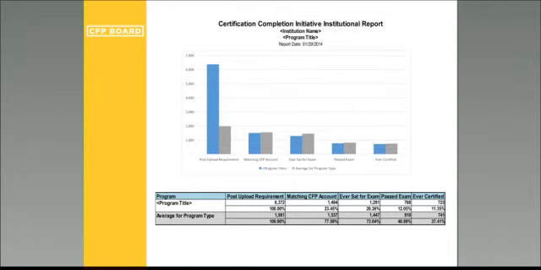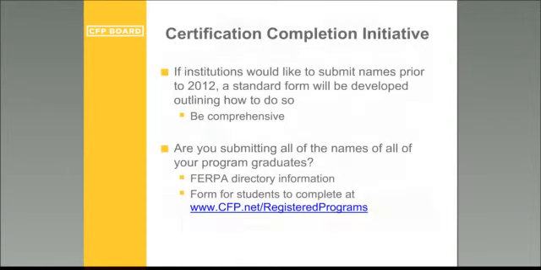And the reason why we say it's initial is because it's only going from 2012. So it's going to give you some glimpse of how your graduates are doing relative to certification, but it's certainly not going to be comprehensive because it's only been a couple of years. But as we get distance from that 2012 point, it's going to start to take on more meaning.